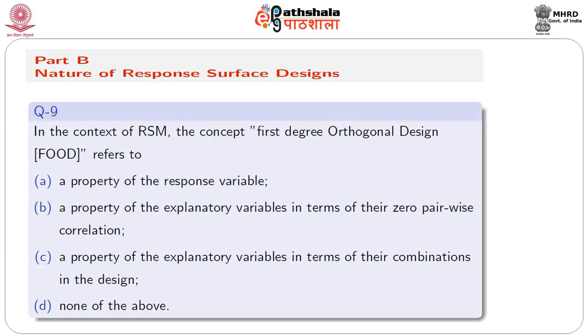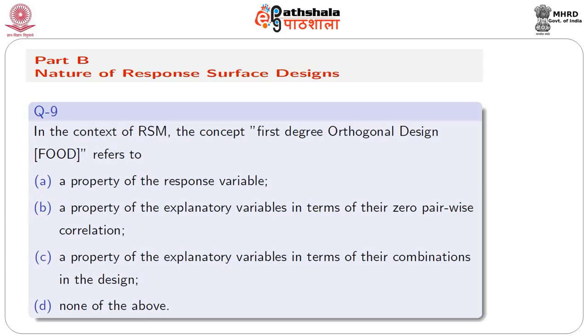So here also for food, it refers to a property of the response variable, a property of the explanatory variables in terms of their zero pairwise correlation, a property of the explanatory variables in terms of their combinations in design, and none of the above. Here the more plausible answer is property B, because it has something to do with the pairwise correlation. Correlation 0 means covariance 0. It is talking about the zero covariance among the covariates. So it may be property B or property C. One of these two options, B or C, is the more plausible answer here.